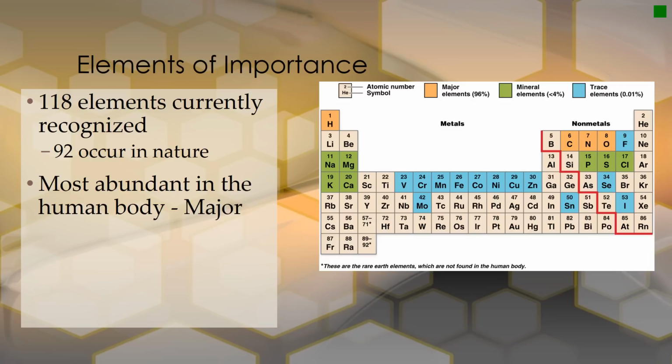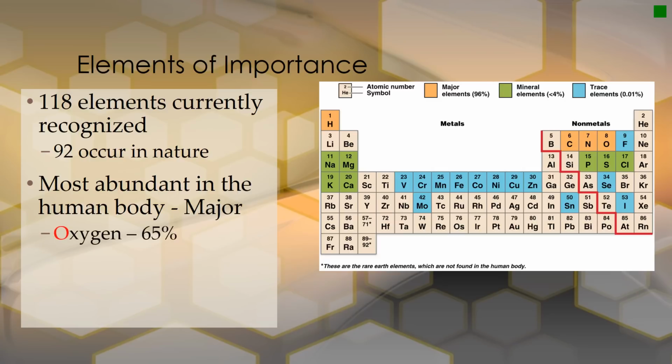The majority of them also occur in the human body. Some of them do not, and that's specified down here at the bottom. The ones with the stars right here that are not listed, these are not found within the human body. Some are more abundant in the human body than others. There are 4 major elements that occur in the human body.